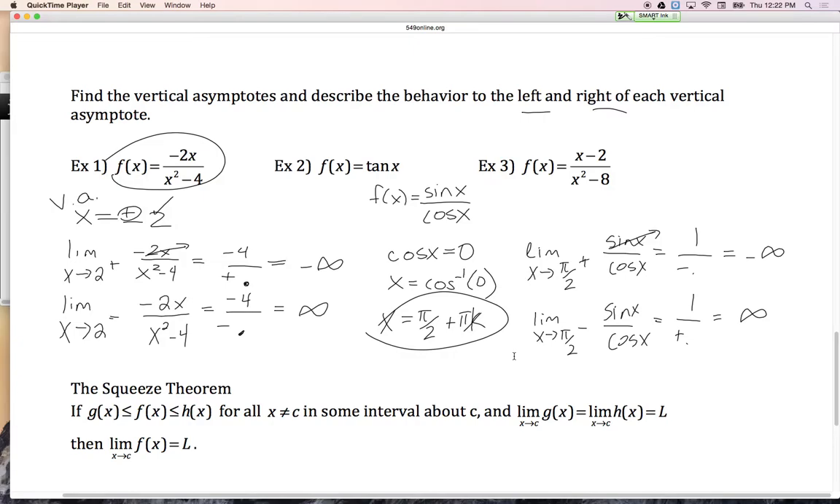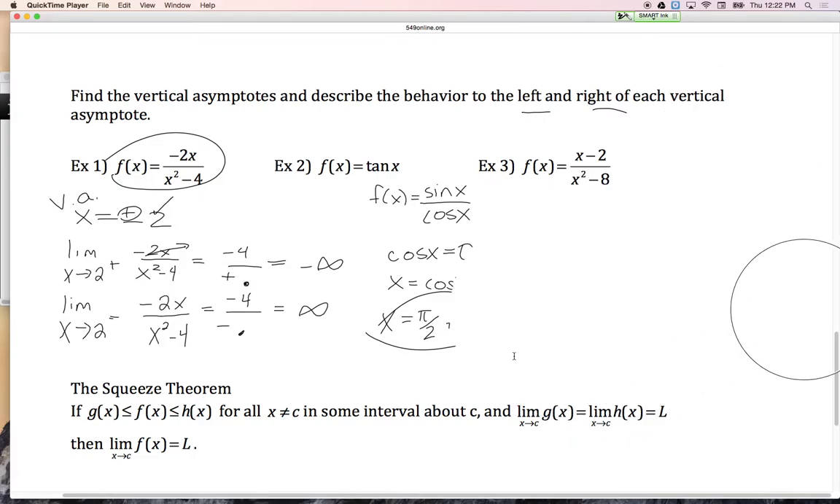So what does the graph look like? Well, think about your tangent graph. It's pi over 2. Remember, there's an asymptote there. There's a point here. It looks like this, right? And that agrees with what we got. Pi over 2 to the right, negative infinity, pi over 2 to the left, positive infinity.